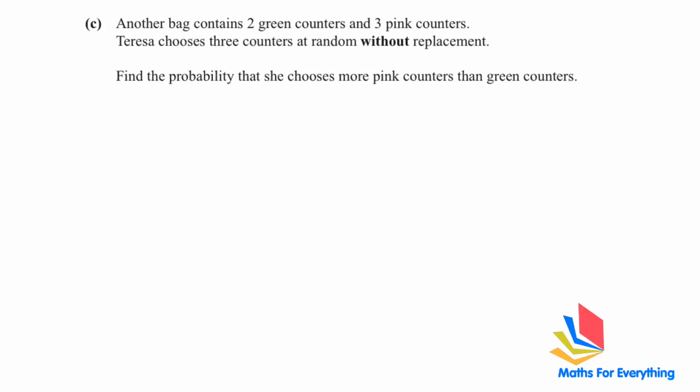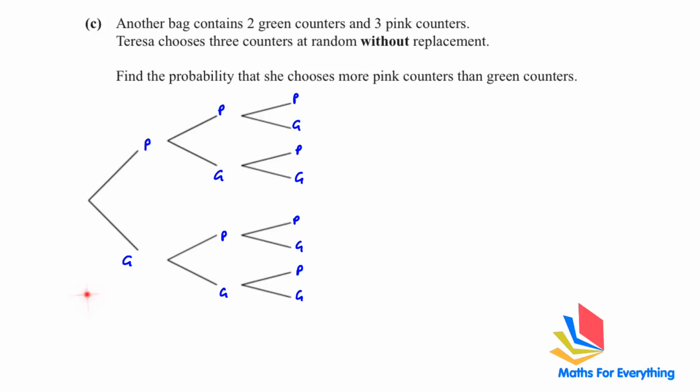So in this case also, you can make your tree diagram or try to write the probability by understanding the question. So this is the tree diagram, pink and green. What are the possibilities we have of pink counters being more than green counters? We can have all 3 pink. So that will be a pink, pink, and a pink.